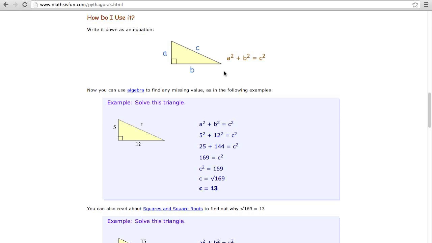What you can do with the Pythagorean theorem is if you have A and B, you can figure out how long the side C is. And you go through this formula here. Okay, that's the Pythagorean theorem.